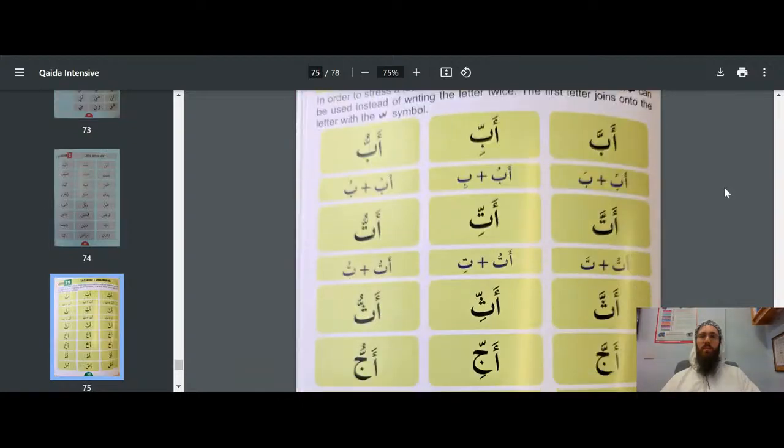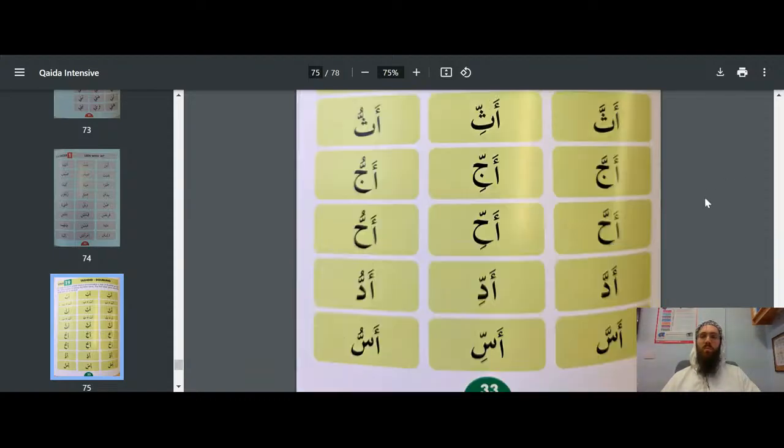And the last thing is doubling. Just like you can make a long vowel, ba, ba, you can make a long consonant, ab. So abba, abbi, abbu, atta, atti, attu versus atta, atta versus atha, atha, athi, athu. And all of the letters, practice.